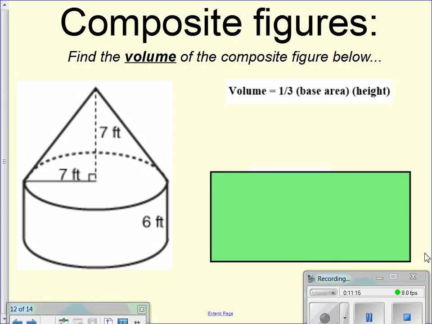All right, guys, and like I said, to find the volume of the composite figures, it's fairly simple, right? You just find the volume of each piece separately and you combine it together. So first thing I want to find is the volume of this top part, which I recognize as a cone.